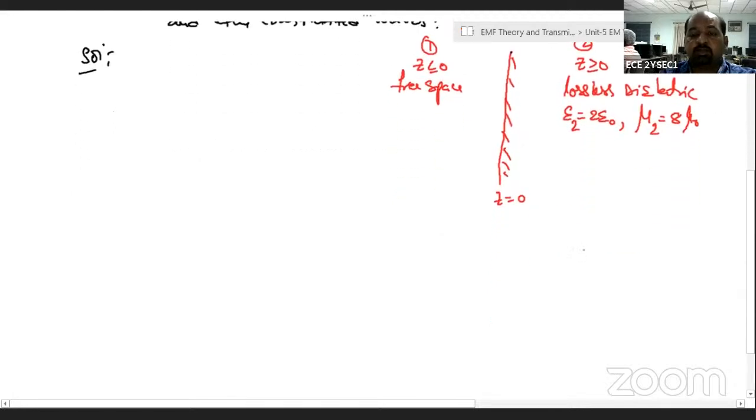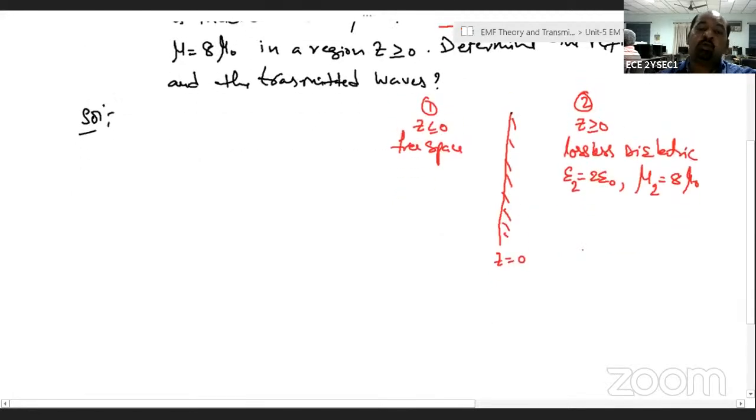Yes, right? So this is the boundary between free space and a lossless dielectric medium. For free space, what else do you know? Sigma 1 is 0 for free space, mu 1 is equal to mu naught, and epsilon 1 is equal to epsilon naught. For free space, these are the characteristics which we know.